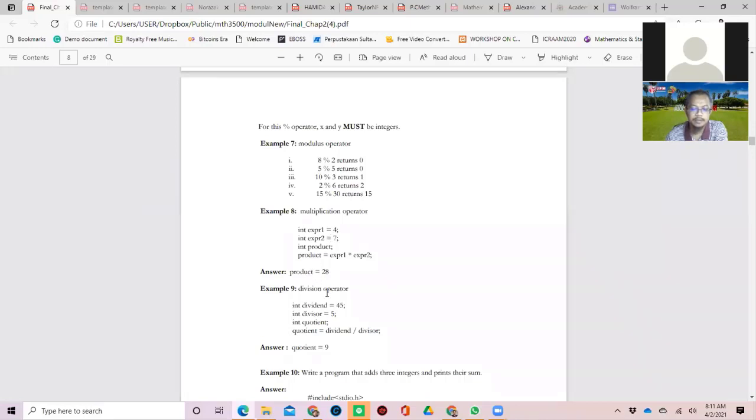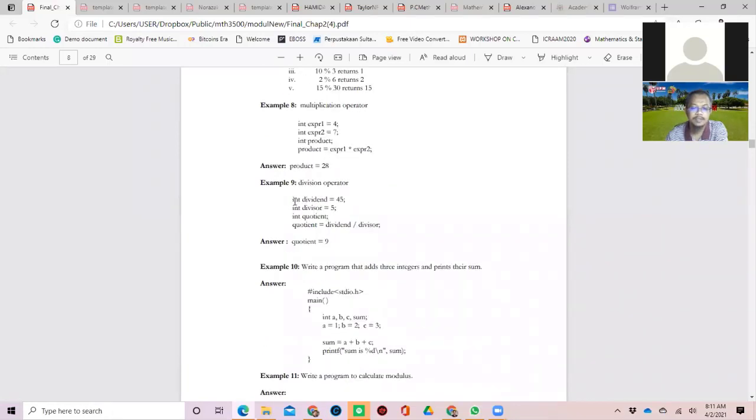Next, the division operator. For example, in C we initialize the values dividend, divisor, and then quotient. The quotient we write as dividend divided by divisor. So 45 divided by 5 is 9. Straightforward. This is step by step, where we just take part of our coding, the declaration and the statement.